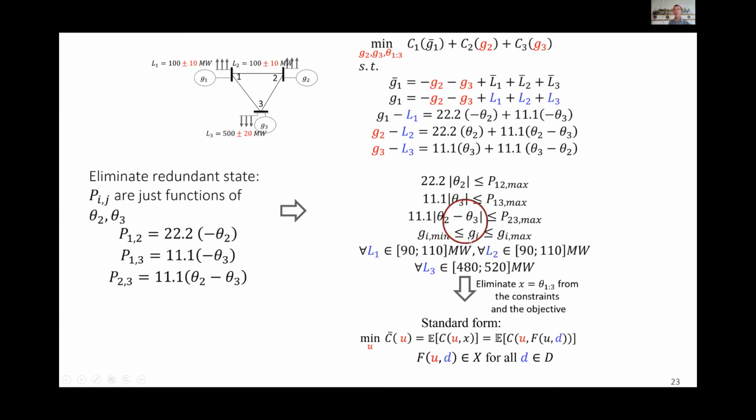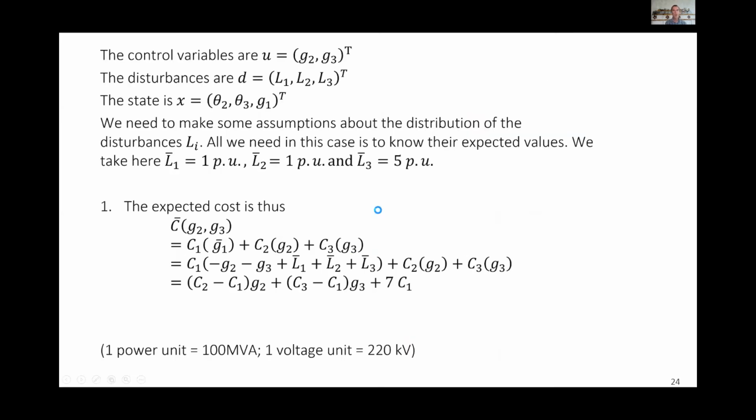I'm not yet done because I need to compute the average cost, which is the average over all values of the state, which is now itself random, when the disturbance takes this average value. So one way to go further is to eliminate the state altogether by saying that the cost is a function of U and of F of U and D, because the state is a function of my control and D. So my state here is G1, theta 2, theta 3. What is the state as a function of my control and the disturbance? Well, here it's not so complicated.